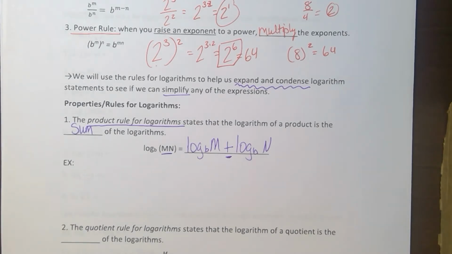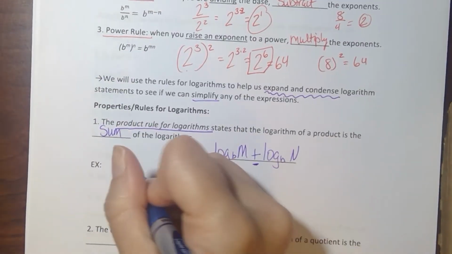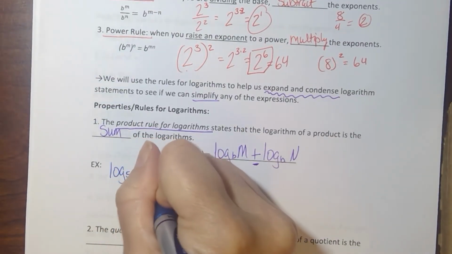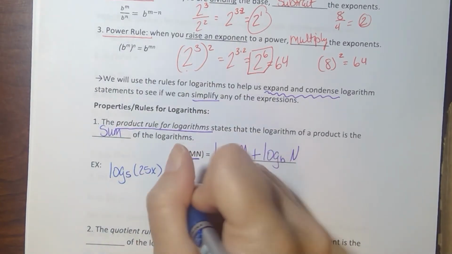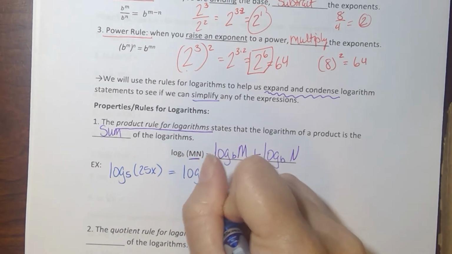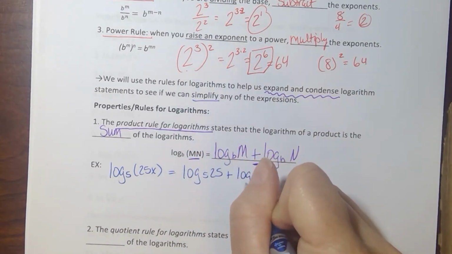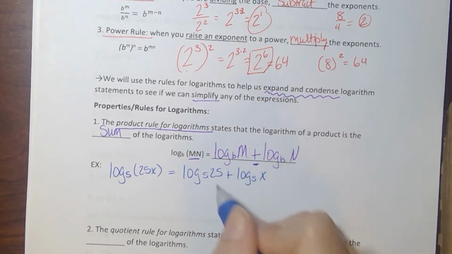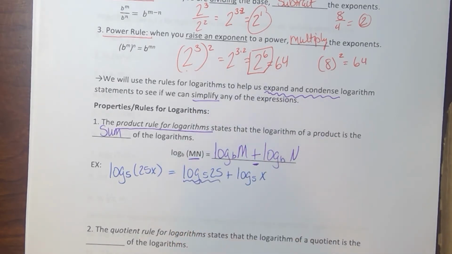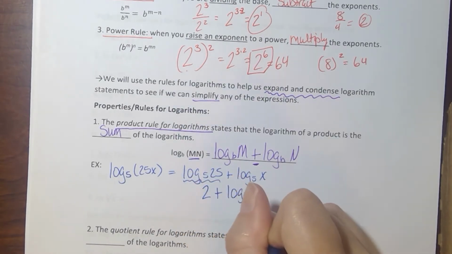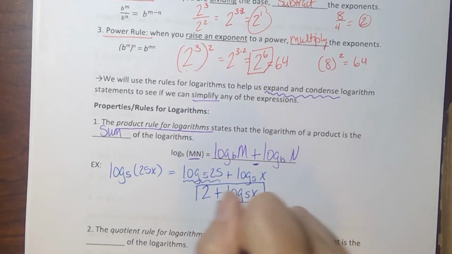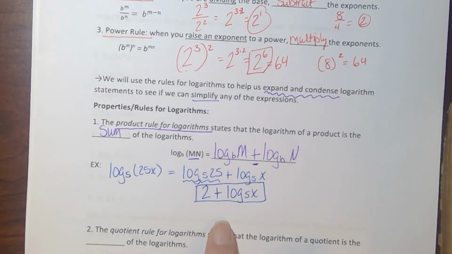Now, what does that look like as an example? For example, if I have log base 5 of 25 times x as my argument, that means that I can split this apart to say log base 5 of 25 plus log base 5 of x. And log base 5 of 25 will simplify. What is the exponent of 5 that gives me 25? Well, 5 squared is 25. So this expression simplifies to be 2. I can't simplify log base 5 of x, but I did simplify that first expression.